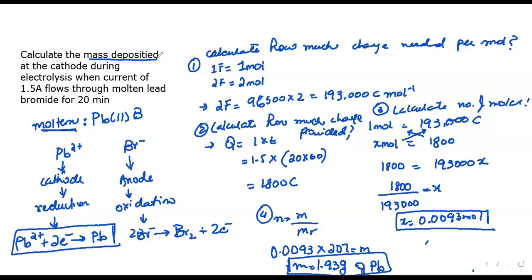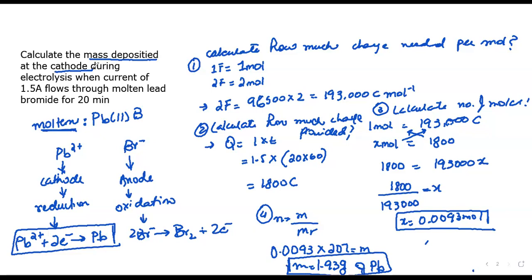Clear? Making sense? Yes. Mass of only lead? Yes, because they're asking us at the cathode. So since they said at the cathode, we only have to worry about the lead. We don't have to worry about bromide.